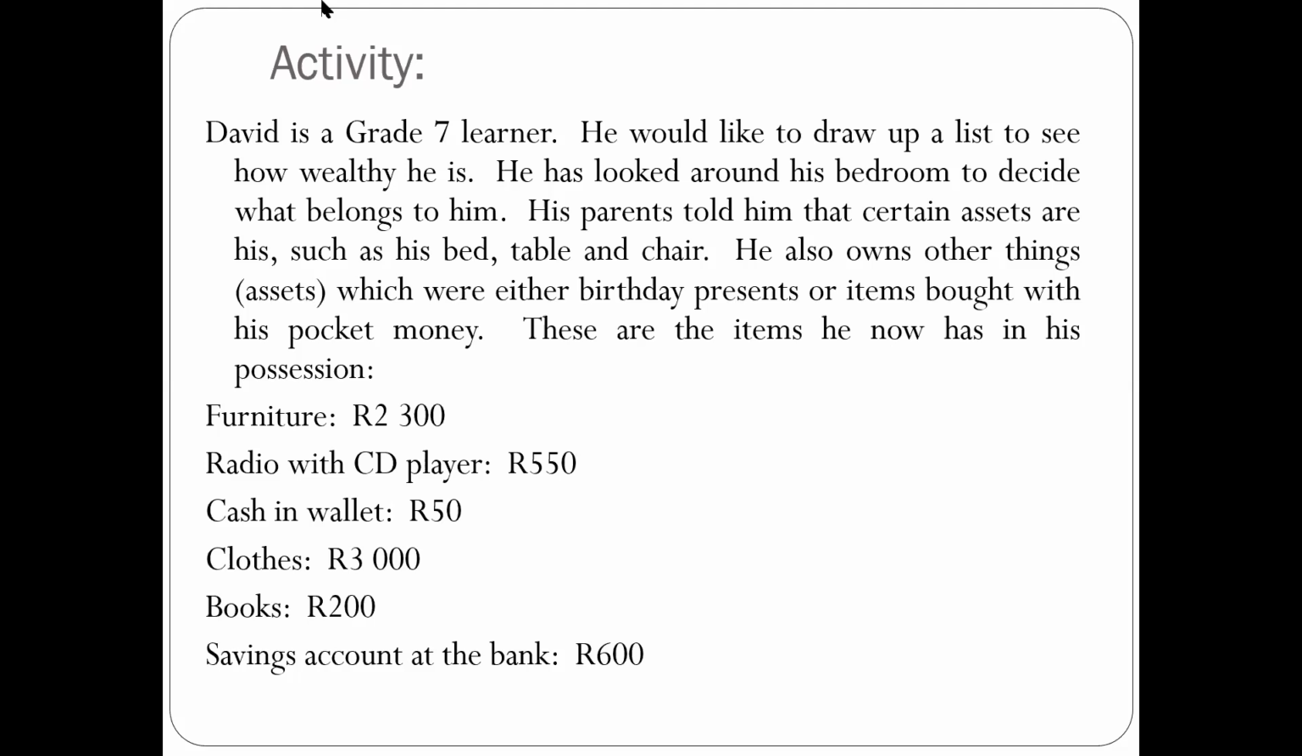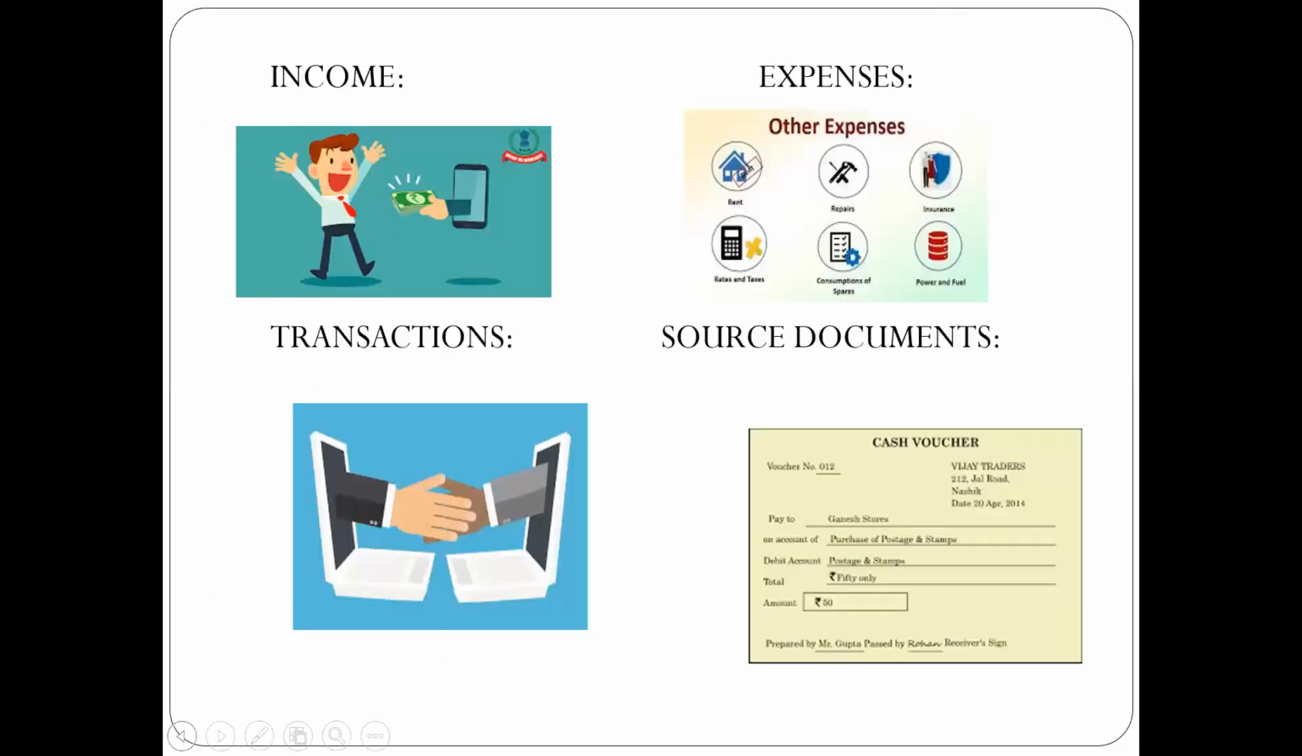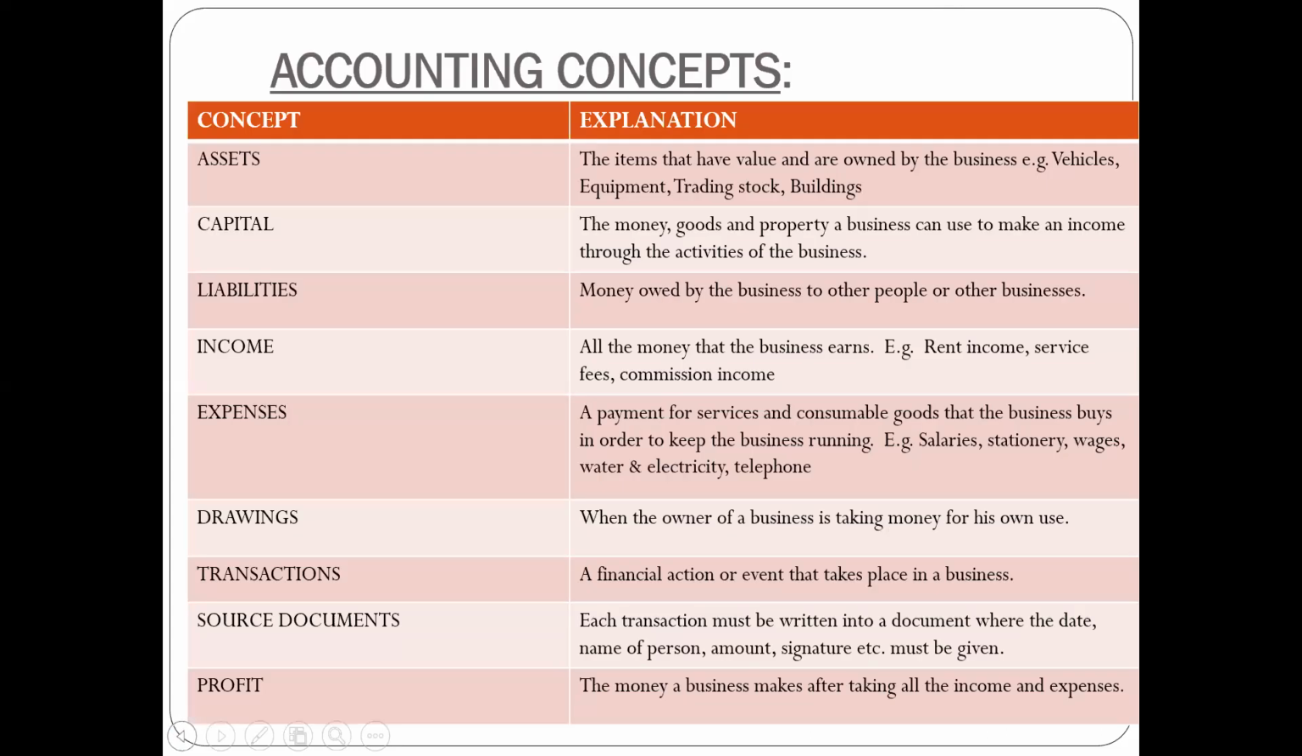All right. So because it's almost now the test time, before we continue, let's just quickly revise what we have so far. I'm going back especially to the concepts. As I said, we're going to start doing the accounting concepts today. We have looked at a few of them. We have done assets, in short, items that have a value, things that you can see and touch. Capital, that's basically money, goods, and property that a business can use to make some money with. Liabilities is when somebody owes somebody else some money.